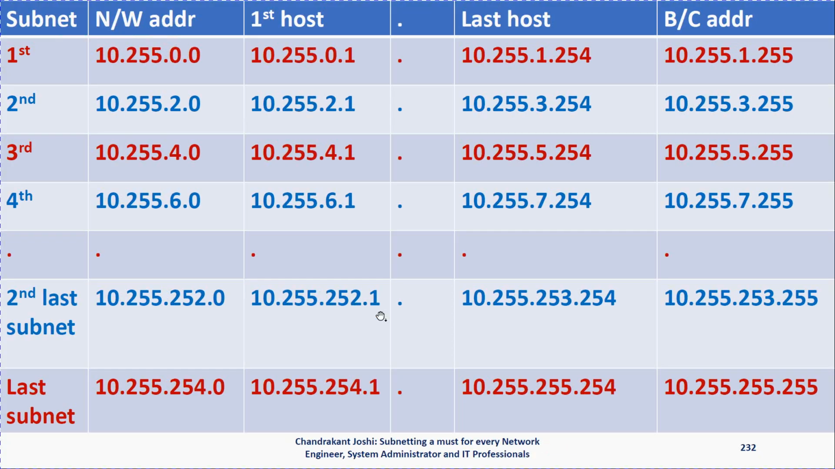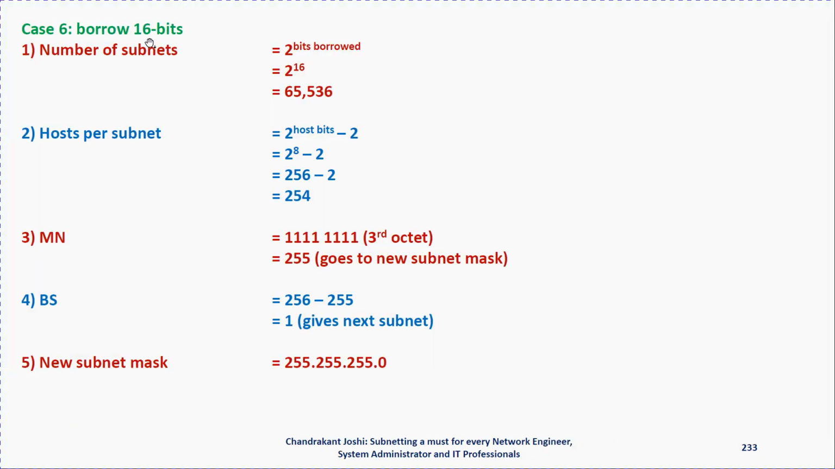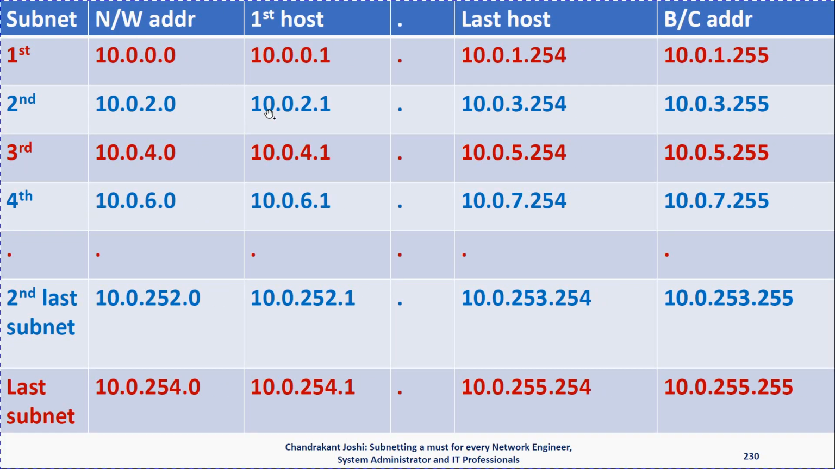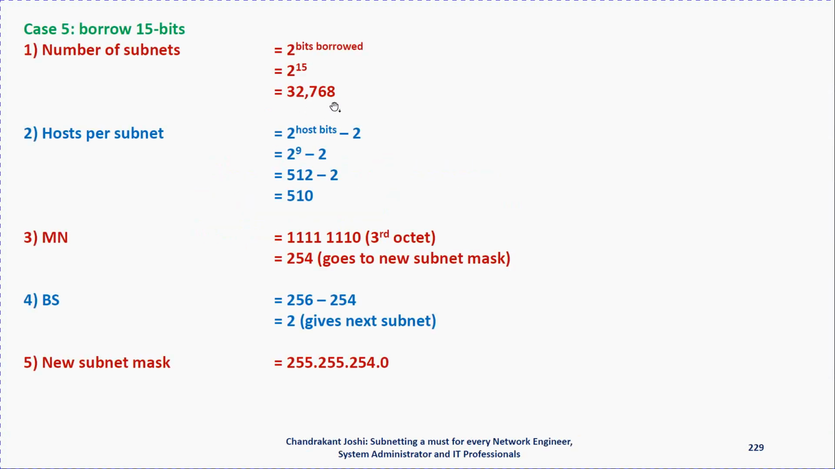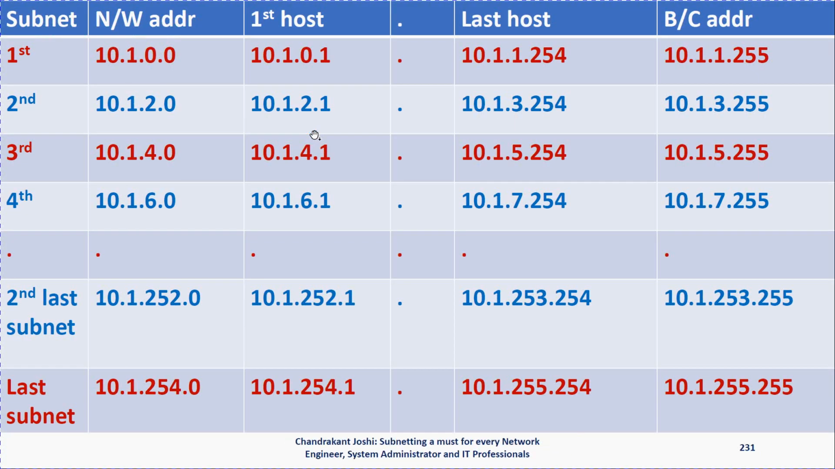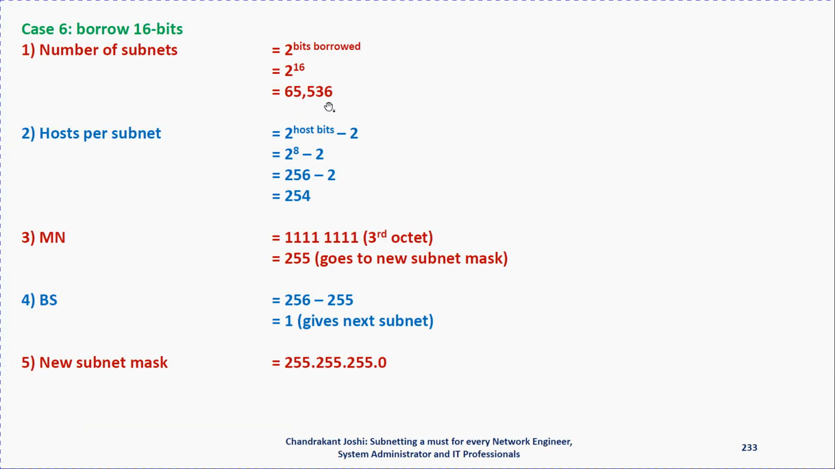Let us see the next one. Borrowing 16 bits. So now what happens here, exactly double will be there because 15 bits, 16 bits. Remember, with an incremental value of 1 bit in the exponential form doubles this number. So earlier we had 32,000 plus, so now we'll have double of that, 65,000 plus.